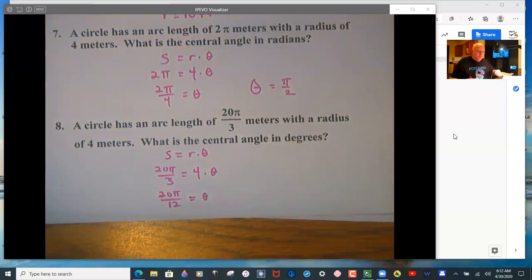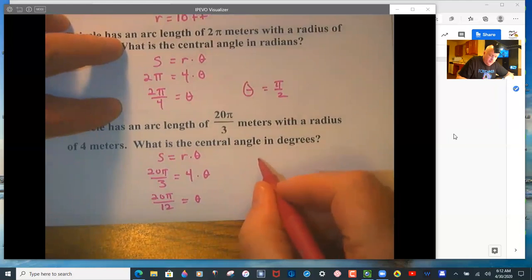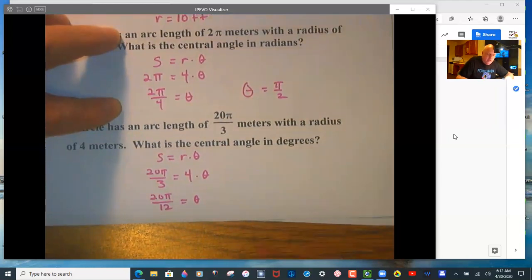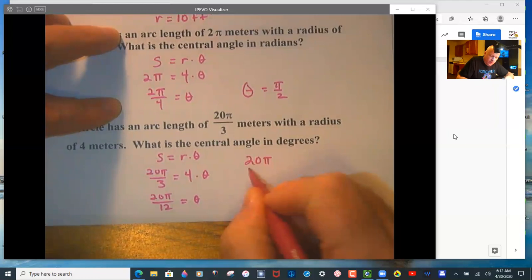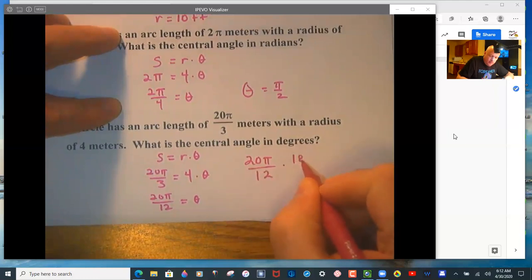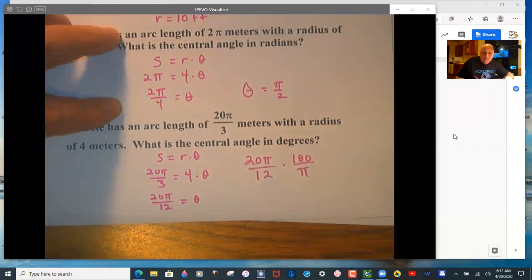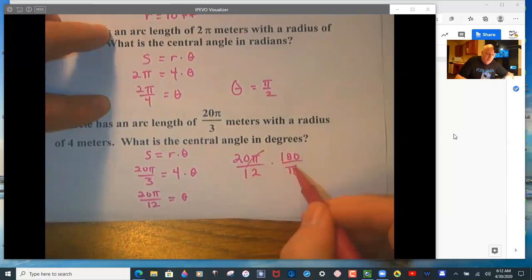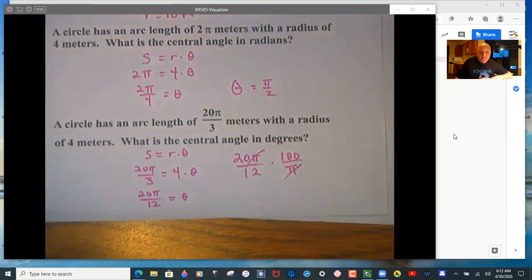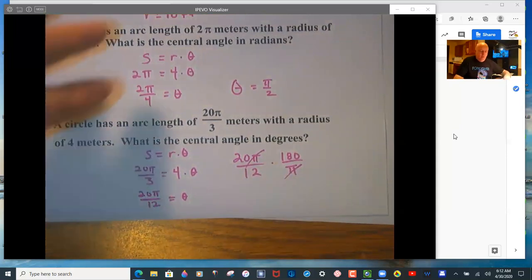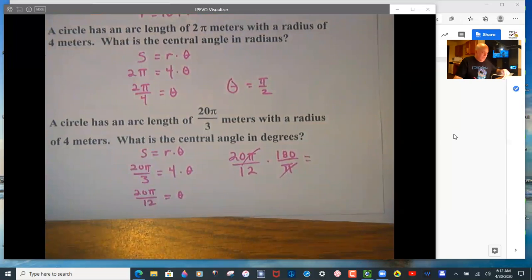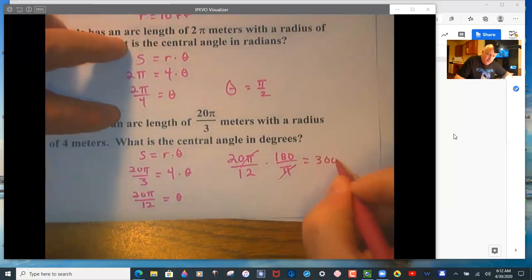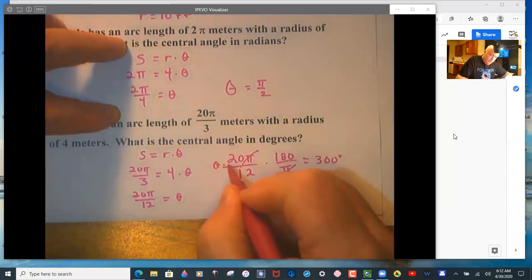And then how do you convert that to degrees? Remember that you need to multiply by 180 over pi. So always think about eliminating the pi to go to degrees. So that's how you know, if I multiply by pi over 180 or 180 over pi, you want to eliminate the pi out of there. And then just do the 20 times 180 over 12. And this will be 300 degrees.